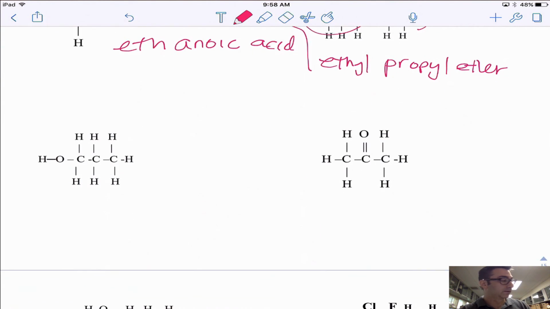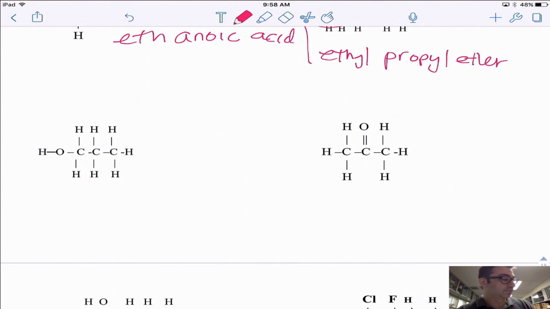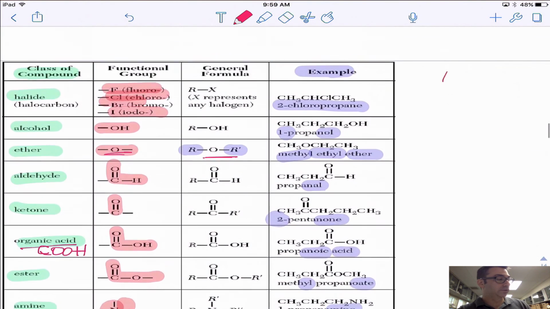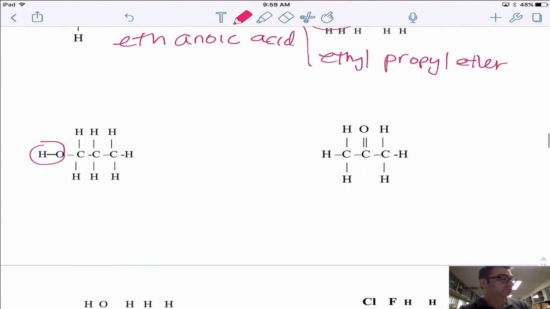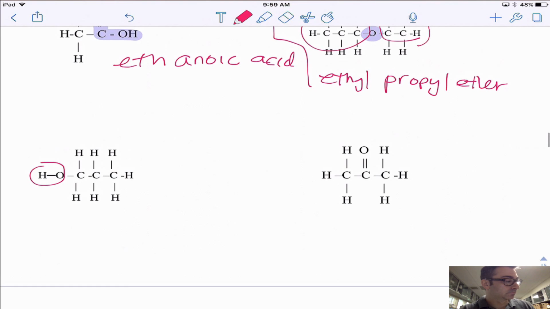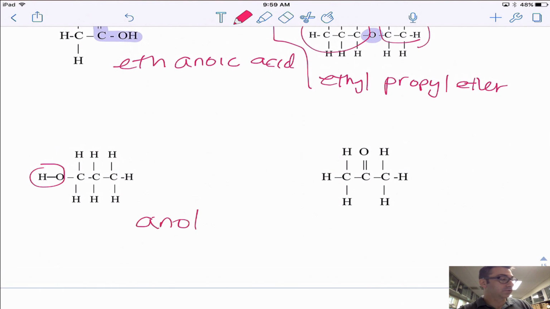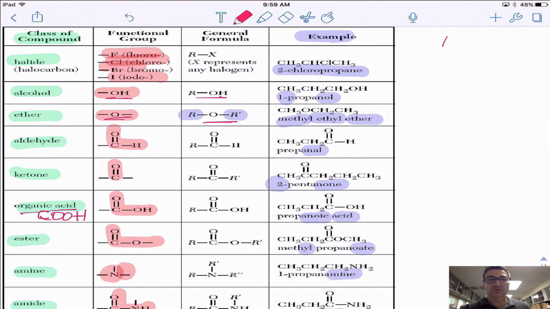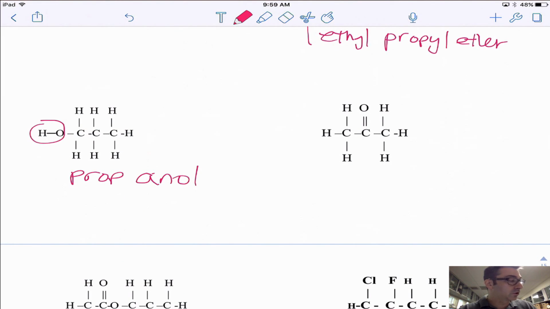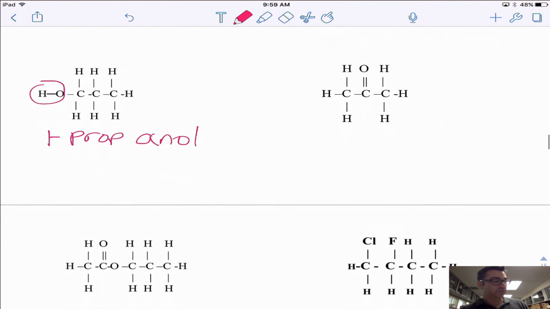Let's try the next one. So here we have an OH attached to 3 carbons. Well, let's see. OH is an alcohol. Alcohols end with anol. 3 carbons would be prop. Now let me check table R here really quickly. I check table R, and I see, wait a second, they're numbering this alcohol when it's prop. That means I need to number this alcohol with prop. It's on the first carbon, the OH. This would be 1-propanol.